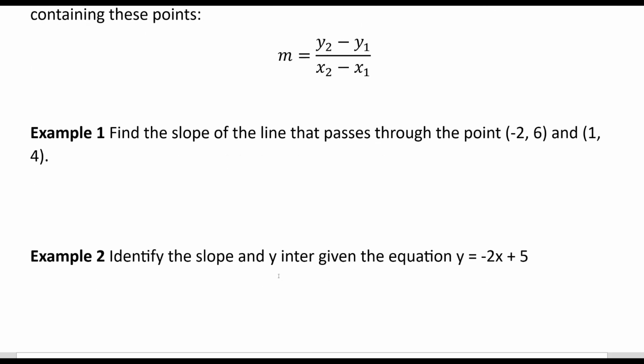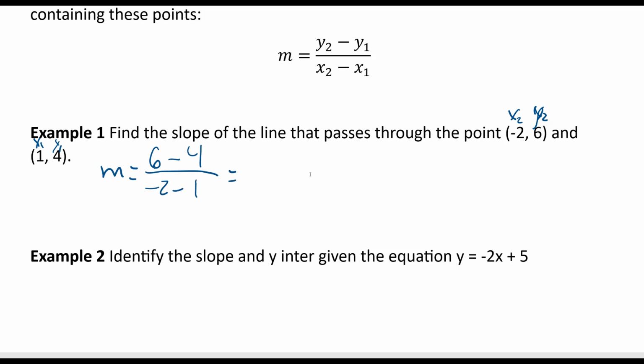So find the slope of the line that passes through the points negative 2, 6, and 1, 4. So if I did 6 minus 4, that's y2 minus y1. I'm calling this my y2, this is my y1. It means this is x2 and this is x1, over negative 2 minus 1. So I get 2 on top, negative 3 down below.